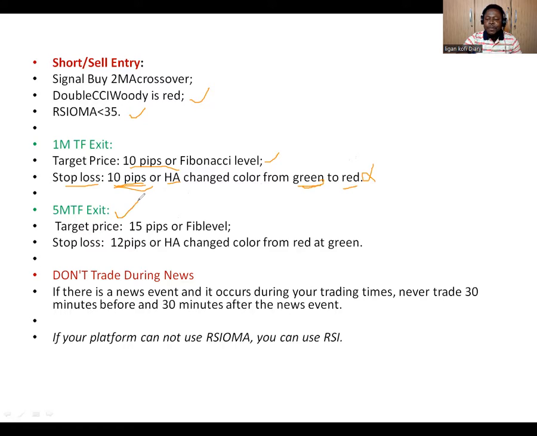If you are using the 5 minute time frame to trade, the professional is saying that you should target 15 pips maximum, or you can exit at the Fibonacci levels. And then the stop loss on the 5 minute time frame should be 12 pips, or you exit when the Heiken Ashi indicator changes color from red to green.